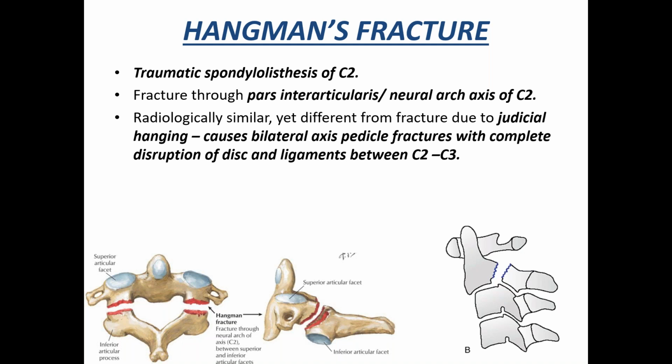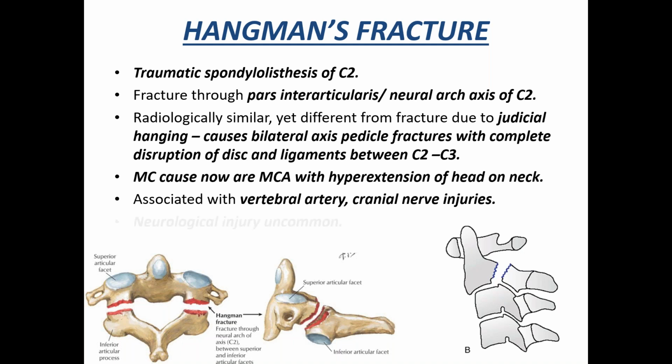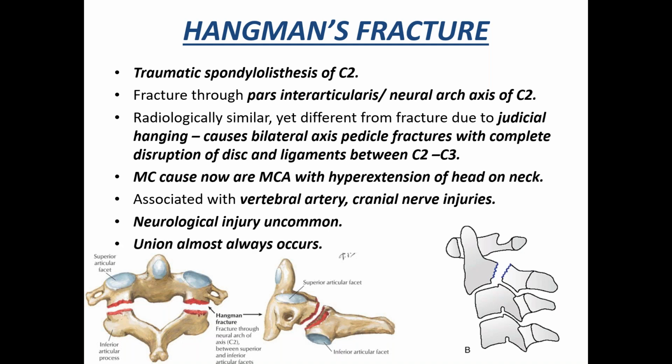Radiologically similar yet different from fractures due to judicial hanging, which caused bilateral axis pedicle fractures with complete disruption of the disc and ligaments between C2 and C3. The most common causes now are motor vehicle collisions and hyperextension of the head on the neck, associated with vertebral artery and cranial nerve injuries. Neurological injury is uncommon. Union almost always occurs.